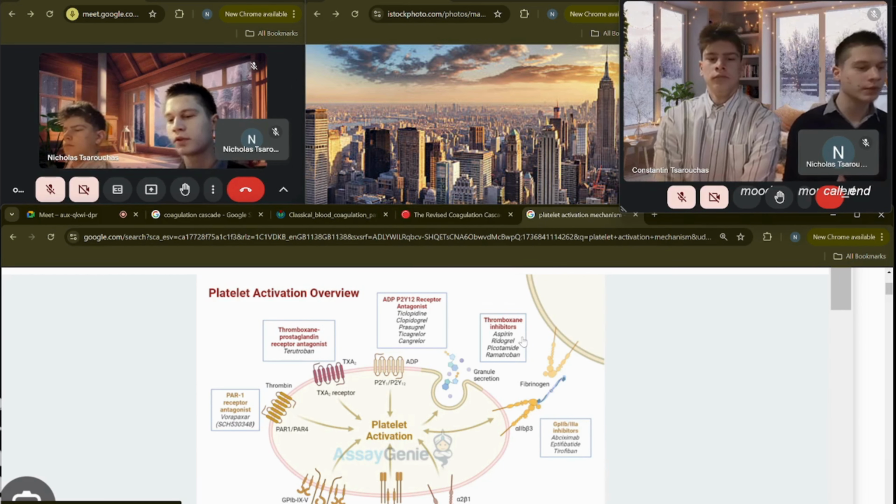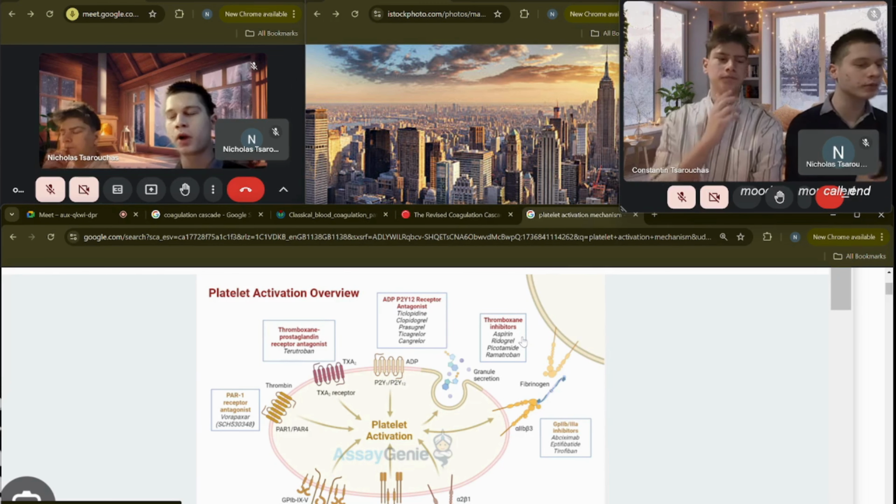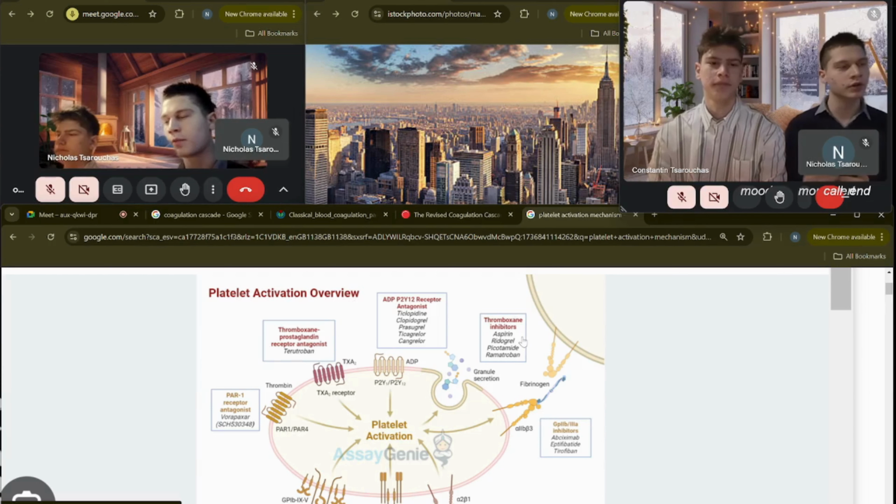So now that was the primary portion of the part with platelet activation. Then we're going to look at the secondary part with the coagulation cascade.